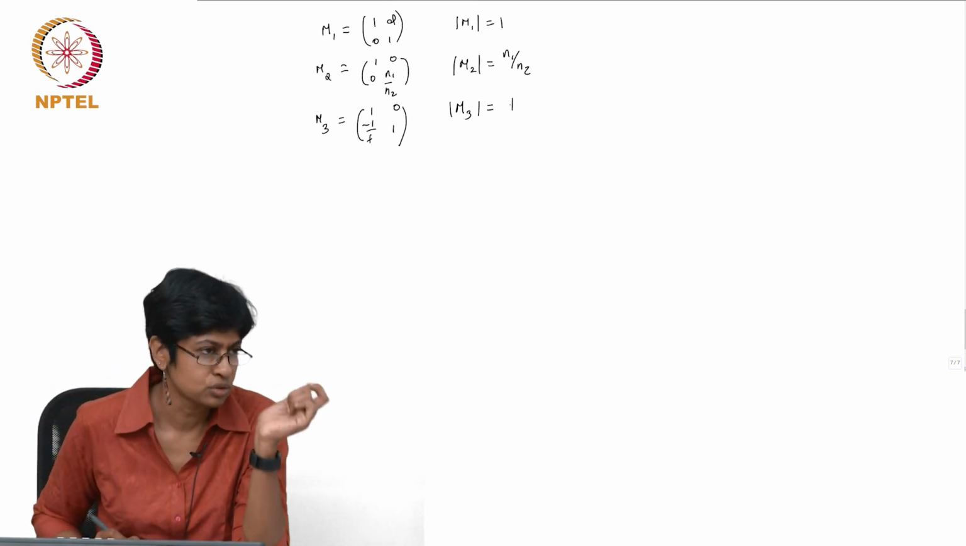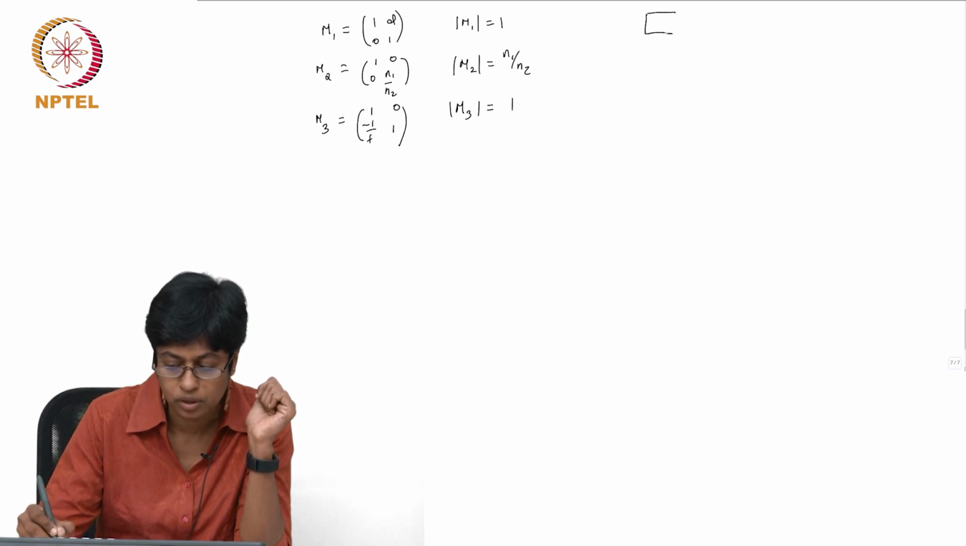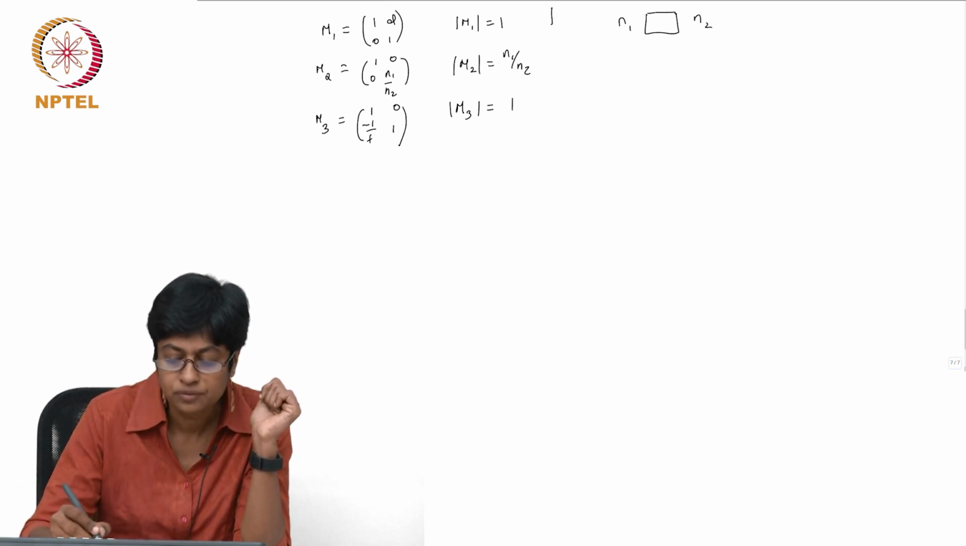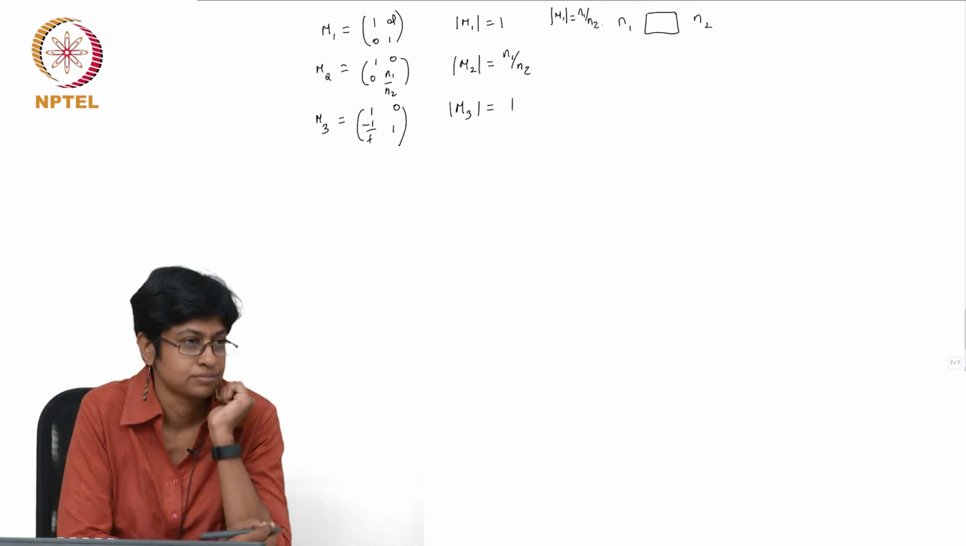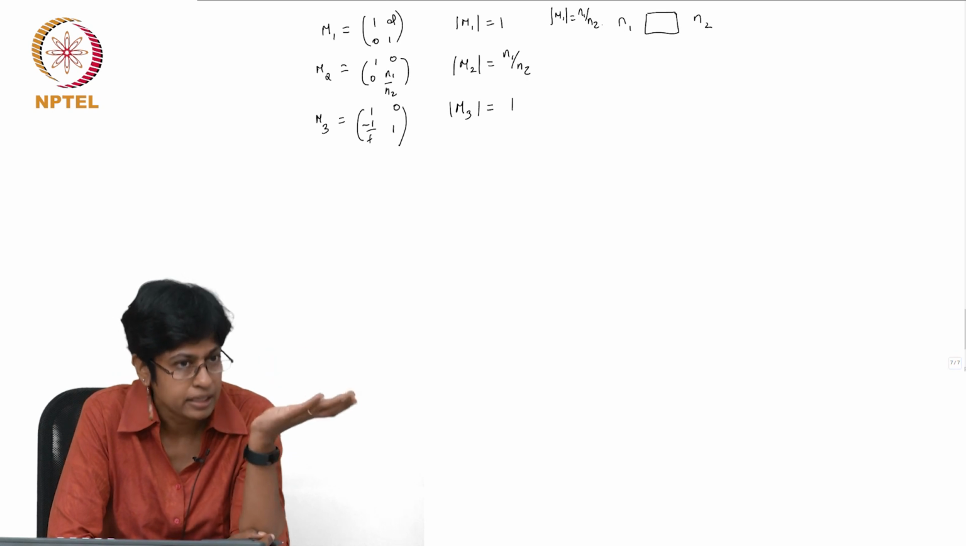So if you go back to those derivations, and you take your optical system, whatever it is, and say I have n1 here and I have n2 here, the determinant of all of these matrices will end up being n1 by n2. Okay. So you can go back and verify that.